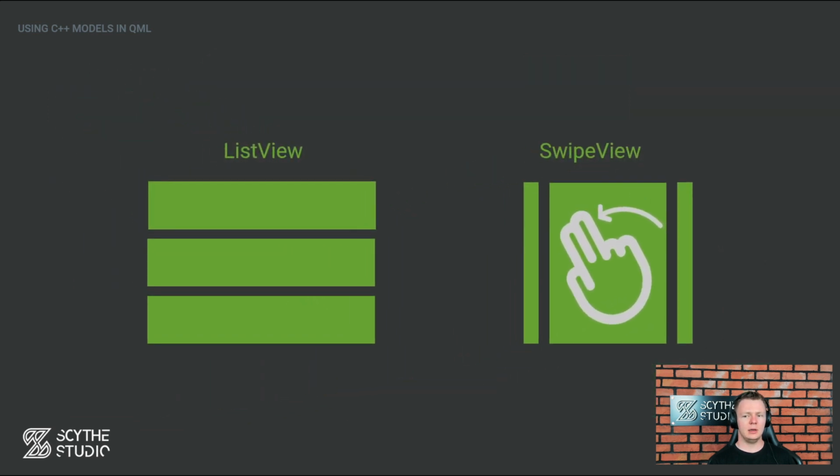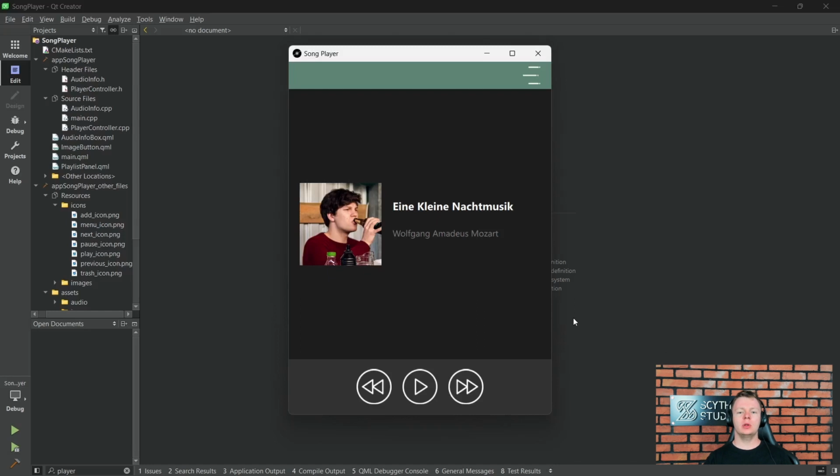Yeah, and in general, you will meet the use of list view and swipe view much more, as they are the simplest way to dynamically generate delegates. Okay, let's stop talking and jump into some coding. We'll continue improving the best audio player in the world.